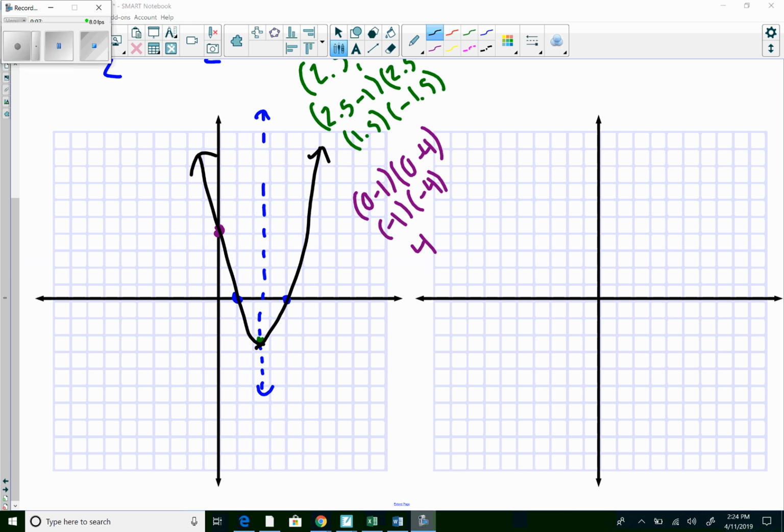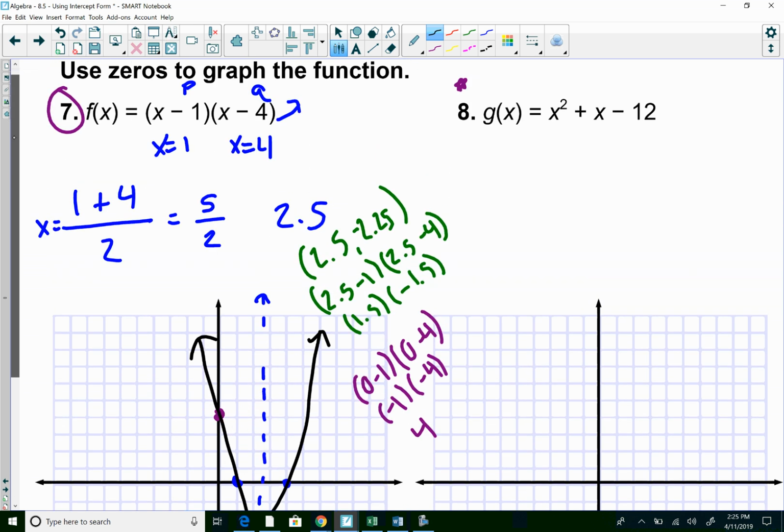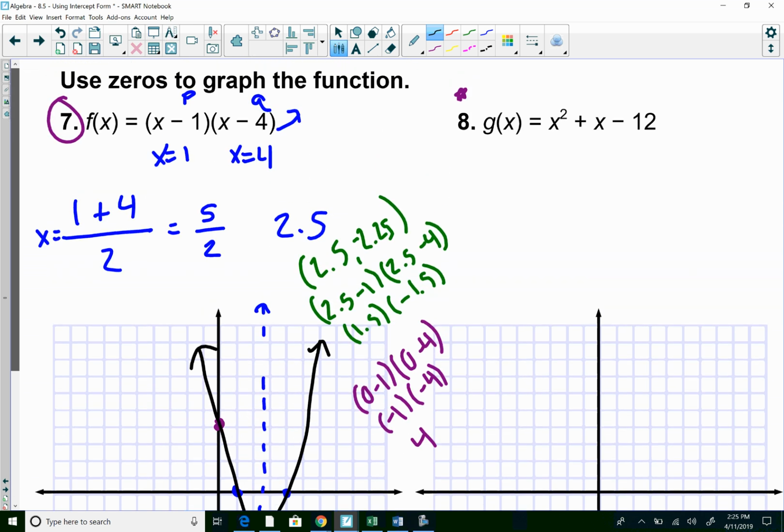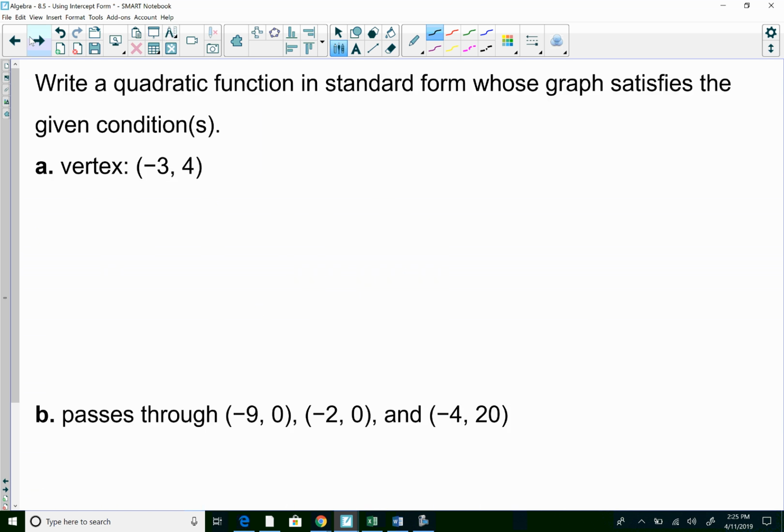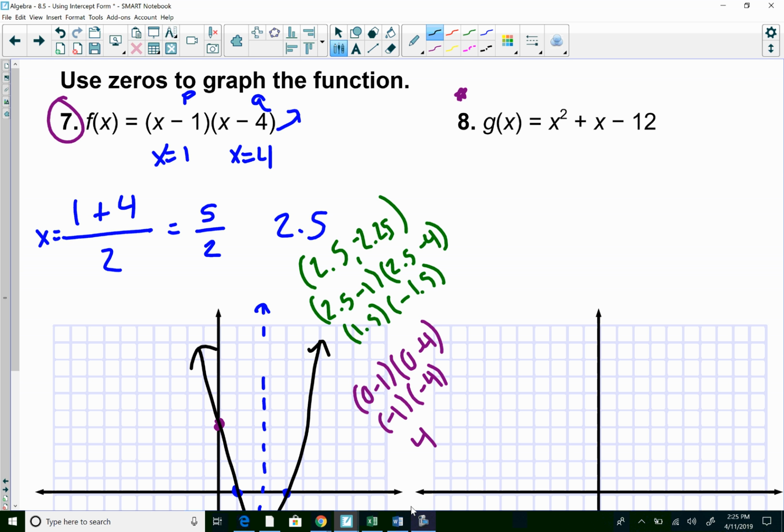All right, so I'm actually going to stop this video. You guys go ahead and do the next example, and then we will, in the next video, get started on the next type of example, which is writing quadratics in standard form whose graph satisfies the given conditions. So first off, your task, go ahead, do problem number 8.